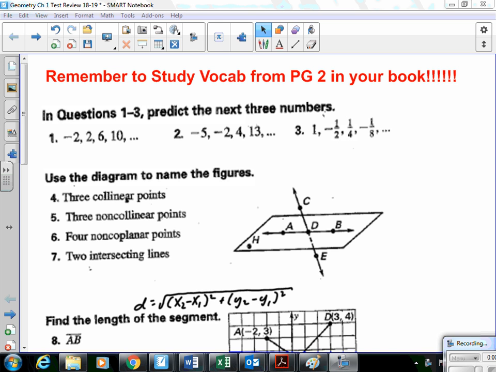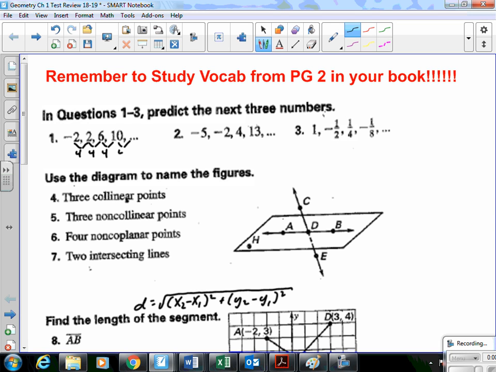All right, in questions 1 through 3, you're predicting the next 3 numbers in the series. If we look at -2 to 2, that is a difference of 4. 2 to 6, it's a difference of 4. 6 to 10, difference of 4. So we're going to add 4 three more times. So we're going to have 10 plus 4, which is 14. 14 plus 4, 18. 18 plus 4 will be 22.